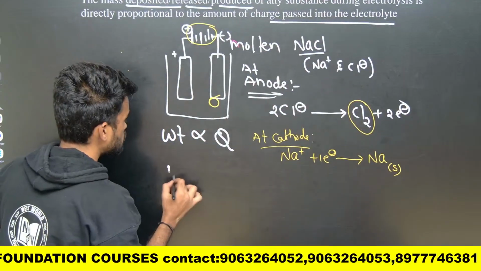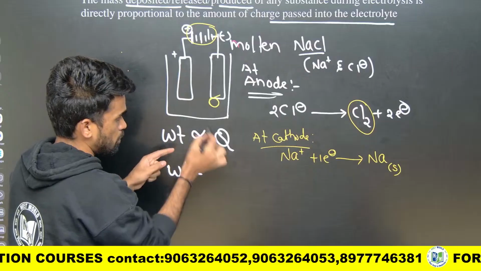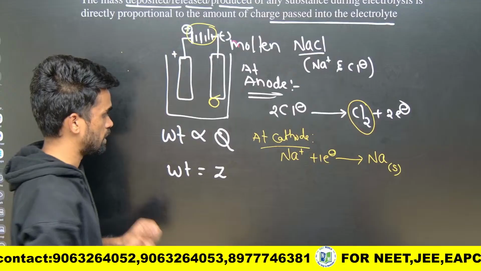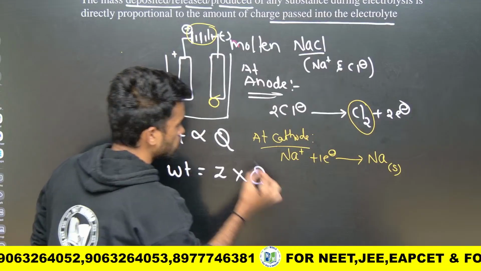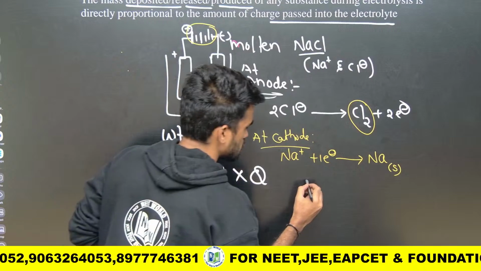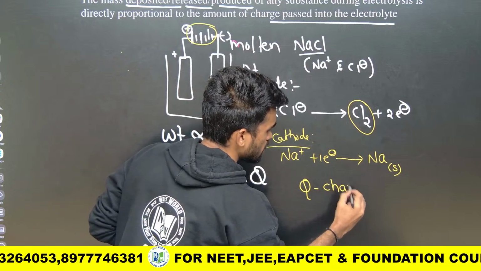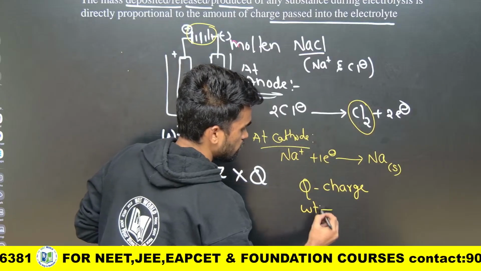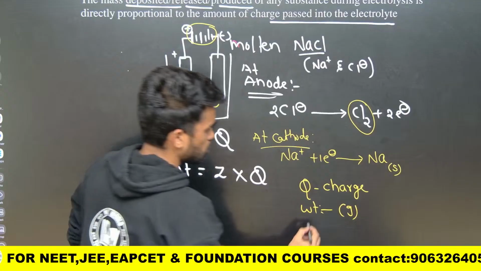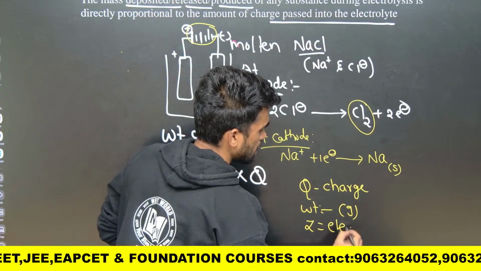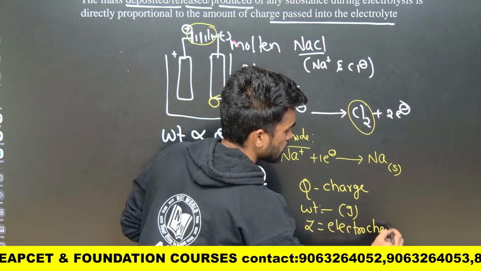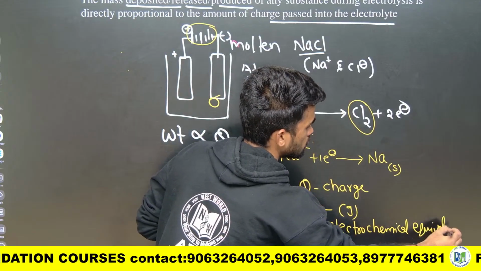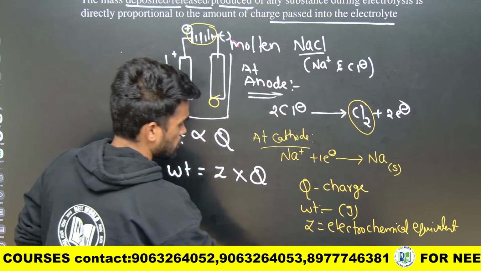See, for the weight of substance I am removing this proportionality and replacing it with something called Z, the electrochemical equivalent, into Q. So what is Q here? Q is called charge, the charge you are passing through it. And the weight, WT, I am writing in grams. And what about Z? This is the electrochemical equivalent. Okay, so what is this electrochemical equivalent?